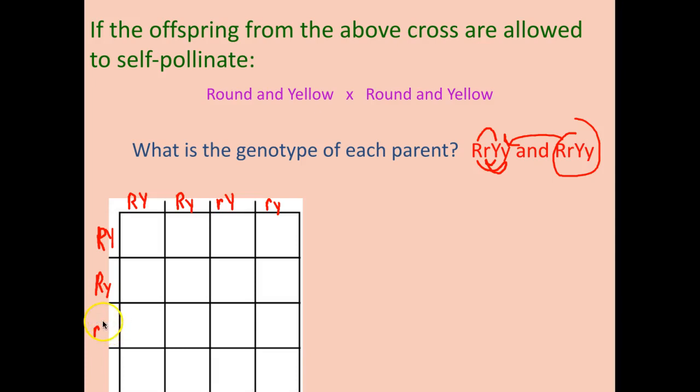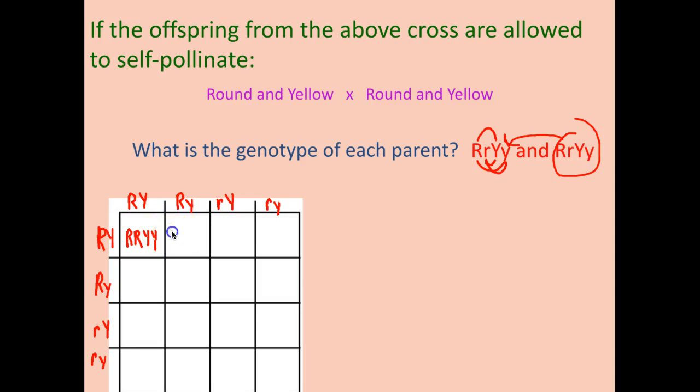little r, big Y. Again, the capital letters represent the dominant trait, okay? So don't get confused there. And then little r, little y, okay? And we're just going to combine these. So here we're going to have big R, big R, big Y, big Y. So there's a homozygous dominant for both round and yellow, okay?